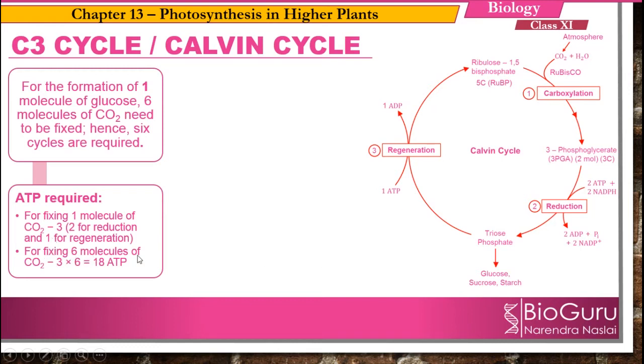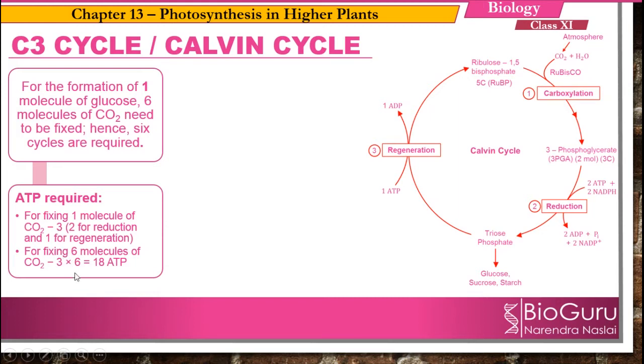So for fixing 6 molecules of carbon dioxide, why do we need to fix 6 carbon dioxide? It is because we are calculating how many ATPs as well as NADPH are needed to synthesize one molecule of glucose. Here, for fixing 6 molecules of carbon dioxide, we can calculate like this. 3. Why 3? Because for one carbon dioxide, 3 ATPs are utilized.